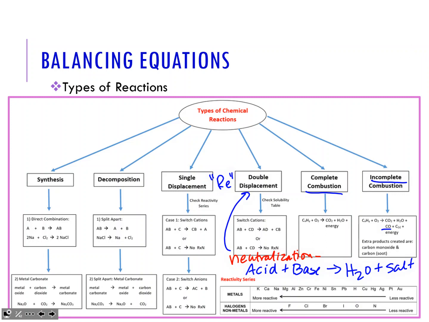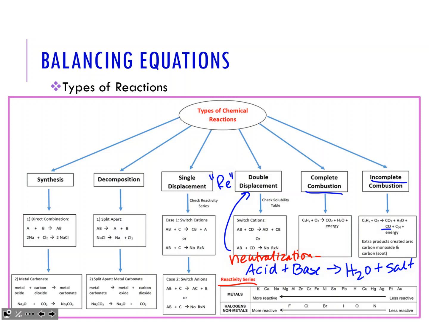It's a specialized one, and it has a specialized technique for balancing that makes it easier, which I'm going to show you. Now, do remember, too, that the reactivity series or activity series here, in order for single replacement to occur, the element has to be higher up on the activity series than the one in the compound in order to switch places with it. Has to be more reactive in order to kick the other one out of the compound.